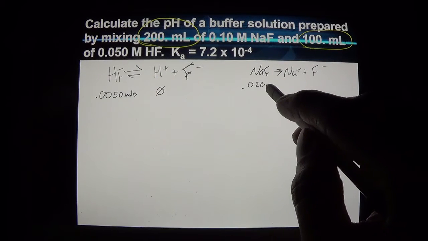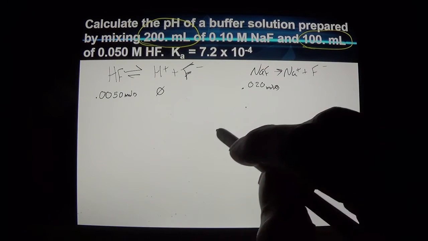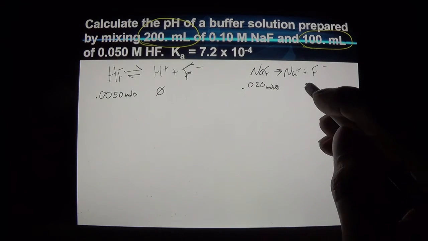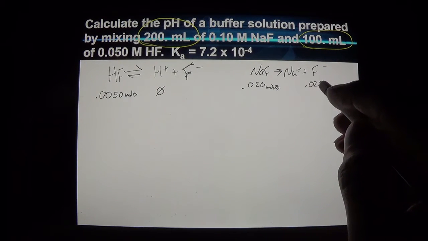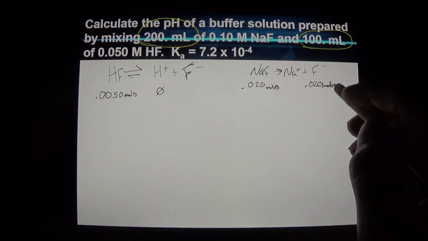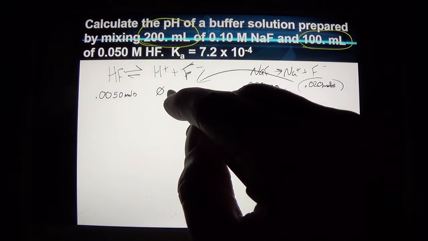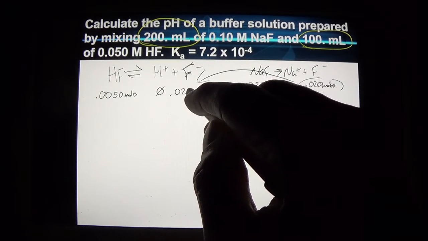Okay, checking my zeros, 0.020 moles of that is what I have to work with. Well, if it's a 1-to-1 ratio and it's a one-way arrow, then I'm going to get 0.020 moles of that. So that number is what I'm going to bring over here. 0.020 moles.